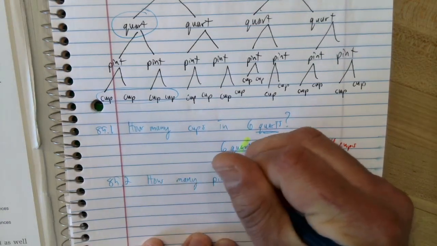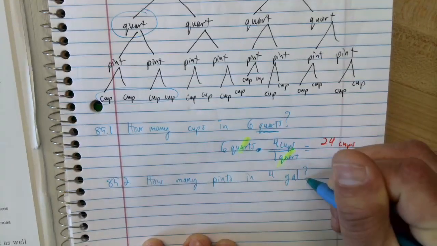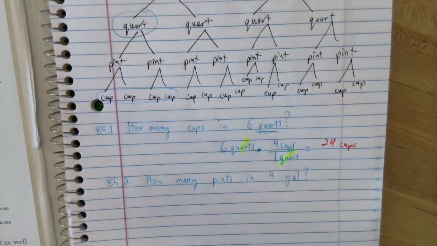All right, I got one more question for you. How many pints are in 4 gallons? 8. That's easy. Wait, no, it's not. The answer's right there. Oh, wait, 4 gallons. Oh, 32. No, 16. No, 32.